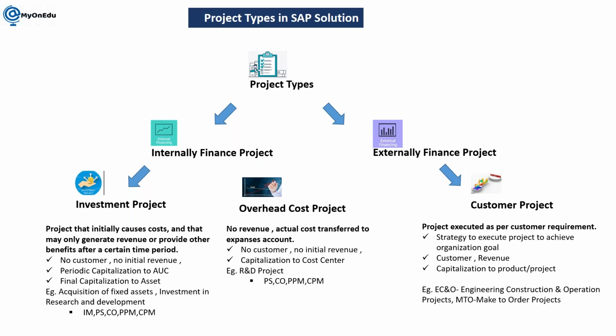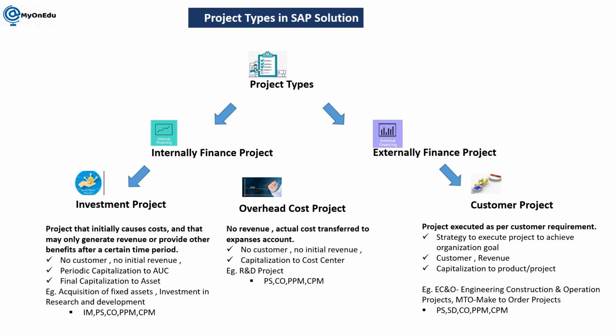The example is ECO, that is engineering, construction and operation, or MTO, make to order scenarios. Make to order, whenever you are getting any order from your customer to manufacture something. So that is the MTO scenario. There is another scenario where you will get an order to assemble the product. So in that case, you need to buy the raw material, the individual components, and then you need to assemble as per the customer requirement. We used to call it the assembly process. Okay, so that is another kind of customer project.